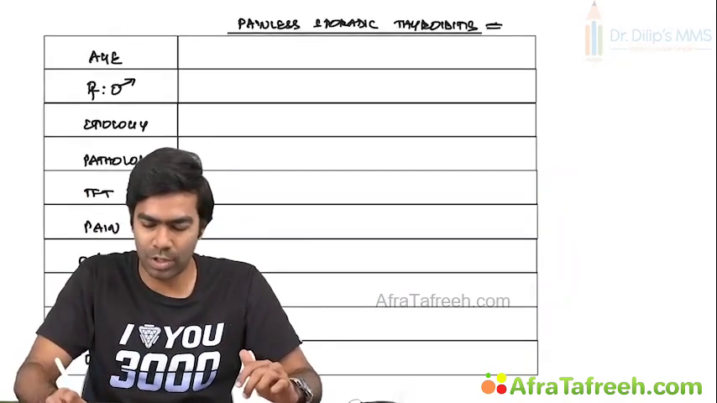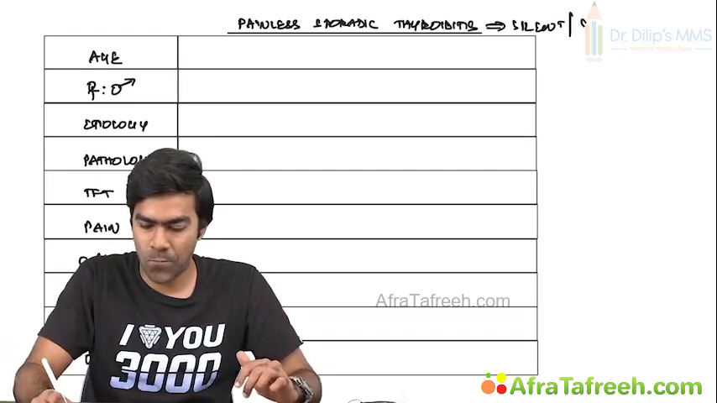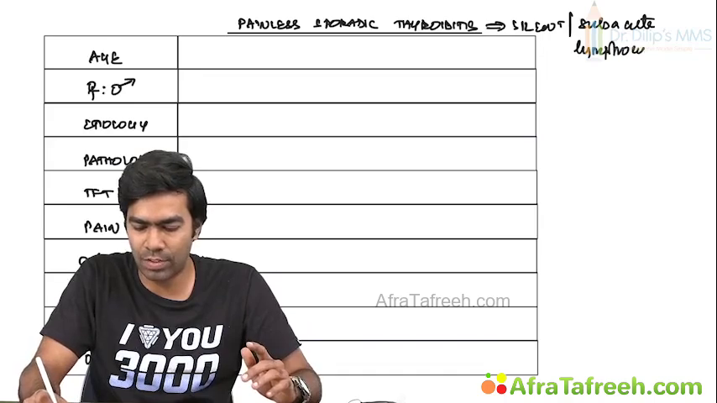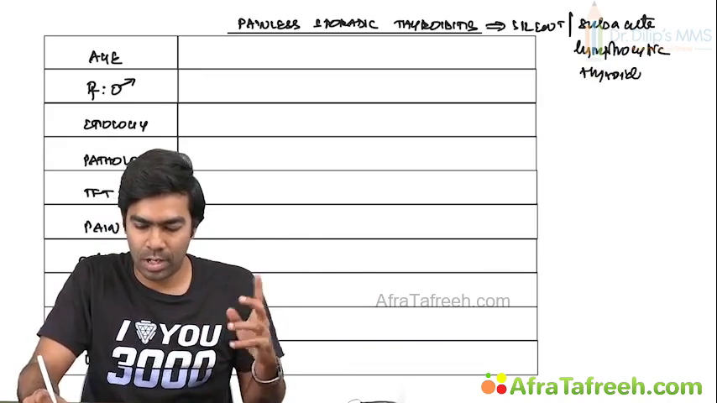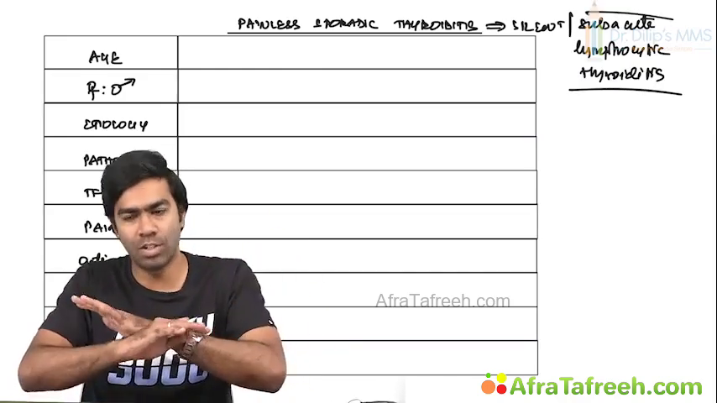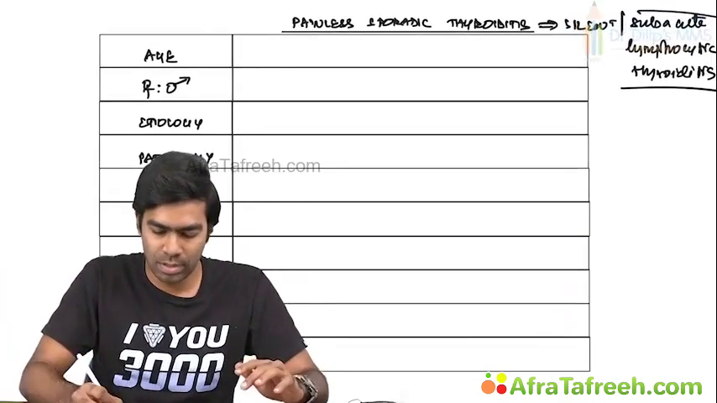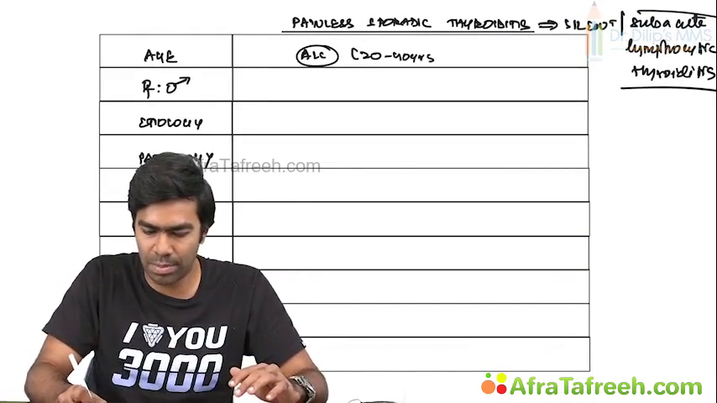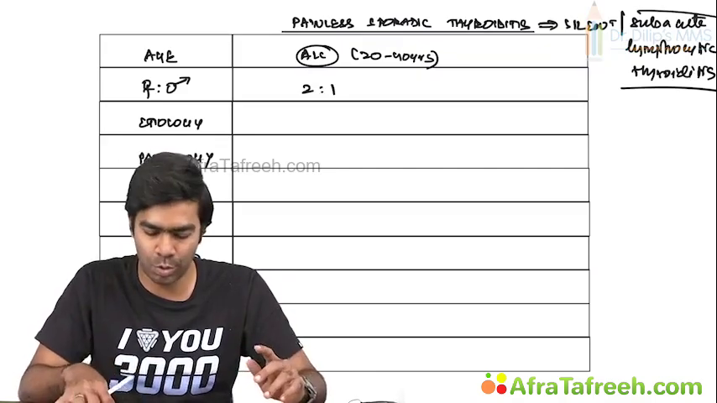Painless sporadic thyroiditis is also referred to as silent thyroiditis, or it can also be called by its common pathologic name, that is subacute lymphocytic thyroiditis, which means postpartum thyroiditis as well as this sporadic thyroiditis are almost the same, except the fact that postpartum thyroiditis happens in the postpartum period. That's all. Apart from that, there is no difference. Literally in the pathology or the course, everything will be the same. Age-wise, it's very common in the 20 to 40 years age group, but it can happen in any age group for that matter. Obviously, females will be more affected than males in the ratio of 2:1.